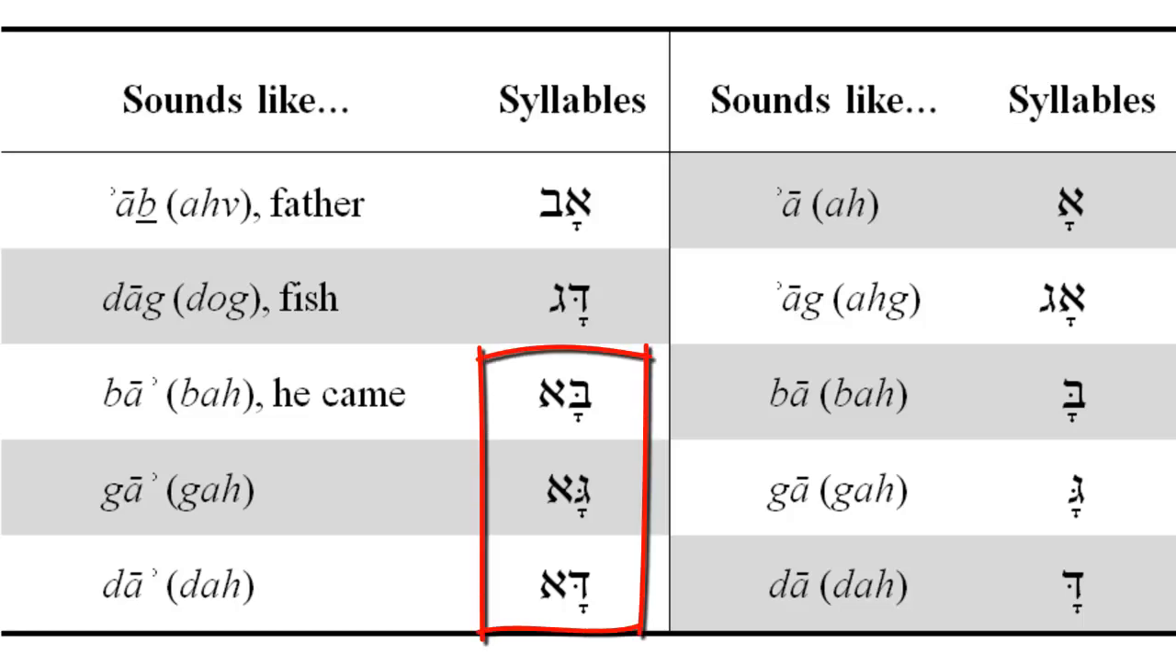The last group of 3 is similar to the last 3 in the right-hand column, with the exception that those on the left include a silent or quiescent aleph. Take time to practice these syllables until you can skip around reading them in a random order and read them with accuracy.